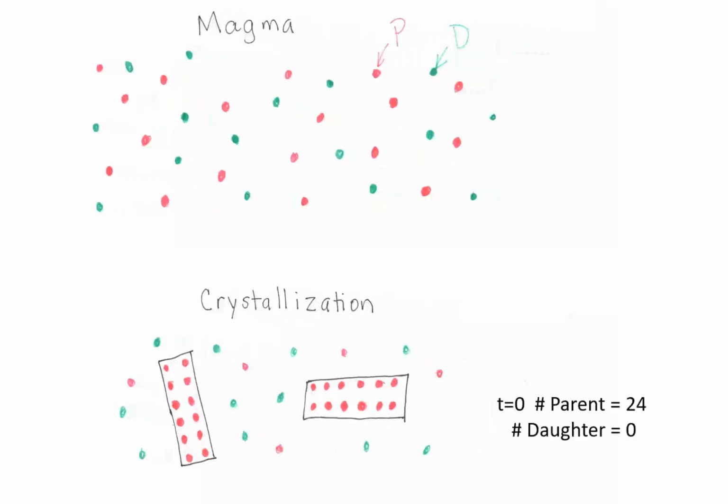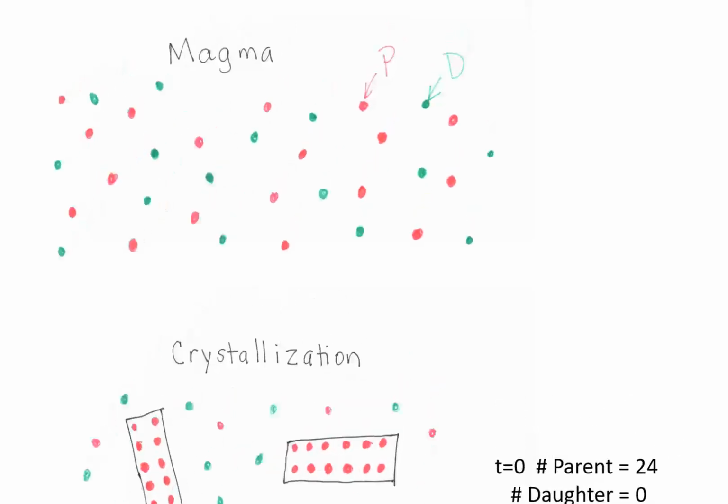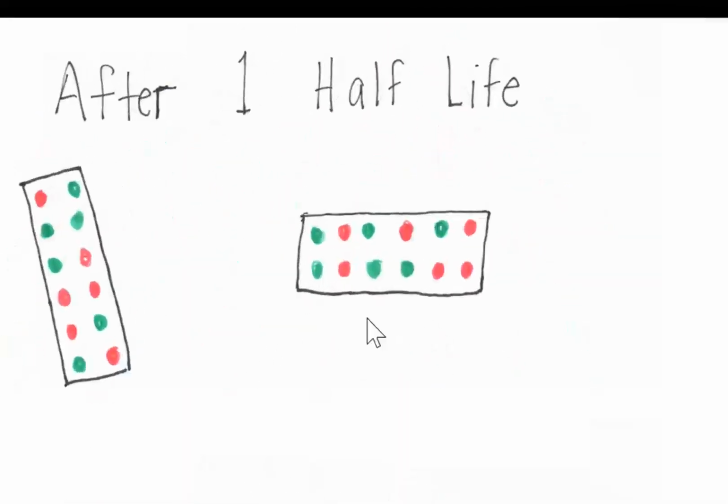So we're going to call this time when the magma is cooling and crystallizing, our mineral is forming, and the whole igneous rock is forming at this same time, basically. We're going to call this time 0, or T equals 0. And what do we have in our minerals? We have 24 atoms of parent isotope and 0 atoms of daughter isotope. Well, now let's let time pass by. Everything's solid. And let's say we have a whole half-life go by.